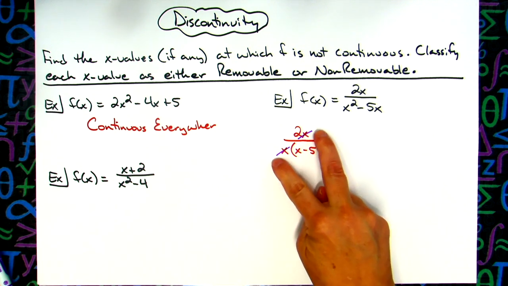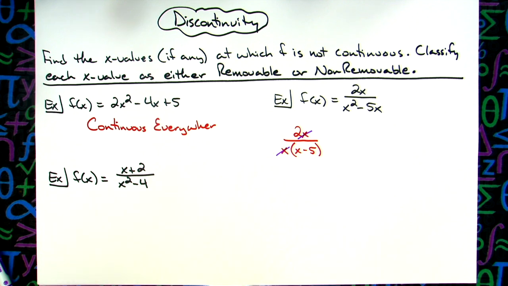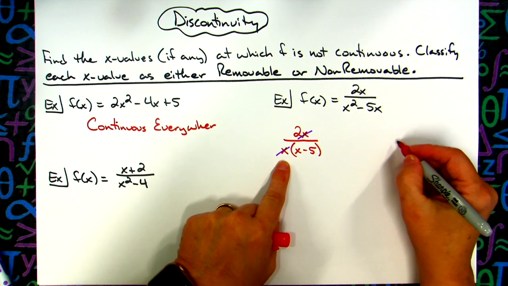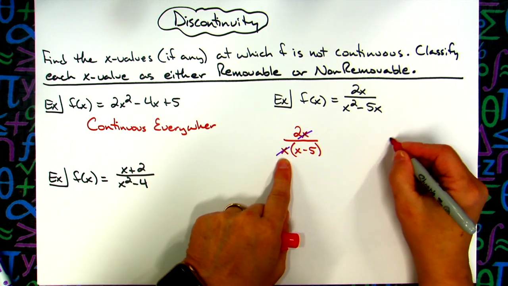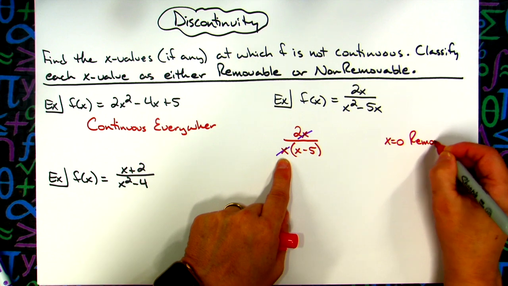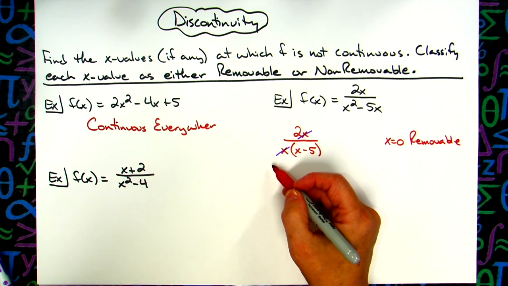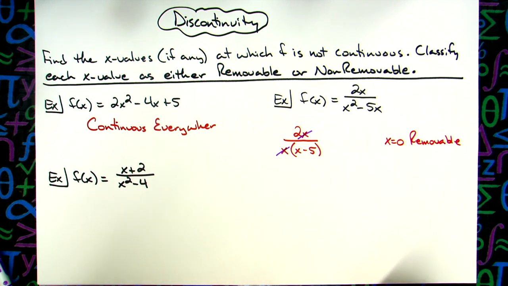When I cross that out, it's like I grabbed them and I removed them. So at x equals 0, I have a removable discontinuity. X equals 0, because I'm going to set those bottom things equal to 0. Let's say that again: the whole crossing out action is like you're grabbing it and removing it from the problem, so it's going to be a removable discontinuity.